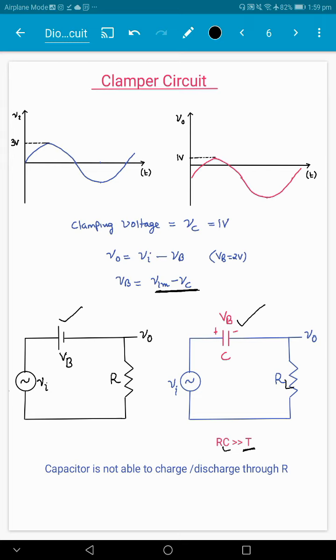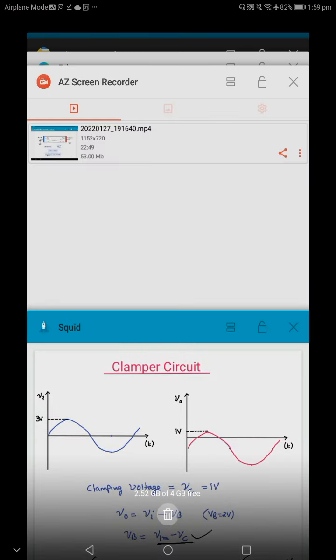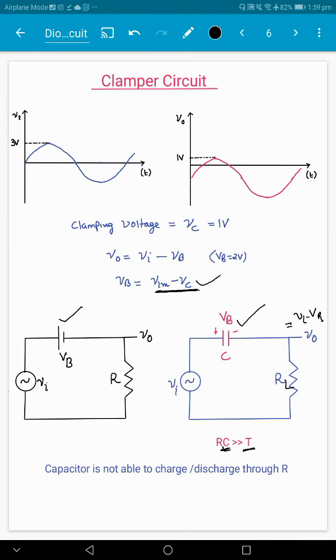We don't really need a battery. We take a capacitor and we charge it to this value, Vim minus Vc, and then this will work because the time constant is so large. So the output voltage will again be equal to Vi minus Vb. Note that the capacitor will not charge or discharge, so the value across the capacitor will remain fixed, a fixed voltage equal to this value. So a capacitor will also work provided we are able to charge it to this value.